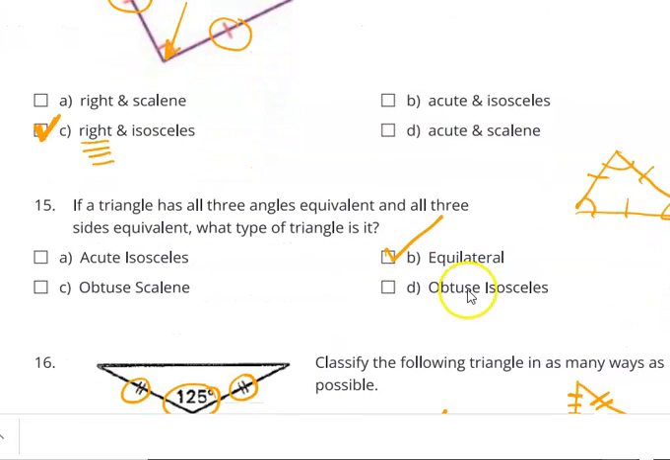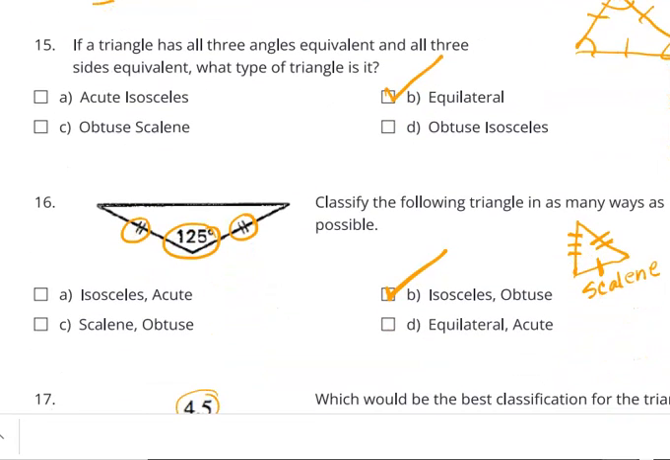Question 15. If a triangle has all three angles equivalent and all three sides equivalent, what type of triangle is it? So I drew it here, and what I see is that it is an equilateral triangle. Here's all three sides. That's the best answer. It's not obtuse. It could be technically acute isosceles, but equilateral is probably the best answer. So I've picked equilateral.